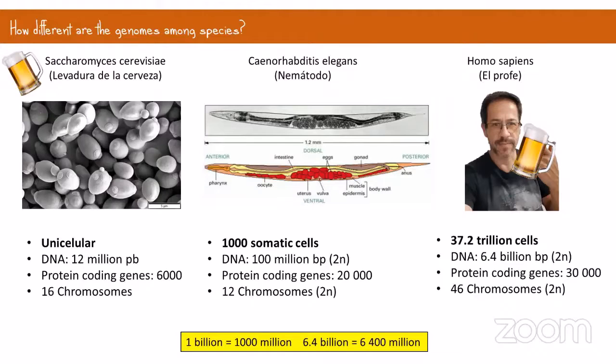But the interesting thing is that C. elegans has 20,000 protein coding genes, and in humans, we have 30,000 protein coding genes. So if we look at the difference in the genome size, we go from 100 million to 6.4 billion. That's a huge difference. But when we look at the protein coding genes, there's not such a big difference. There is a difference, but not that much. It doesn't correspond to the size of the genome, okay?